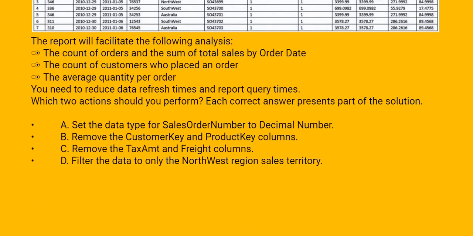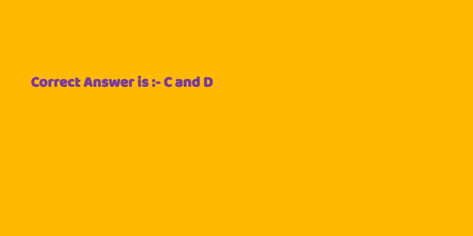Option A, set the data type of the sales order number to decimal number. Option B, remove the customer key and product key columns. Option C, remove the tax amount and freight columns. Option D, filter the data to only the Northwest Region sales territory. The correct answer is options C and D.